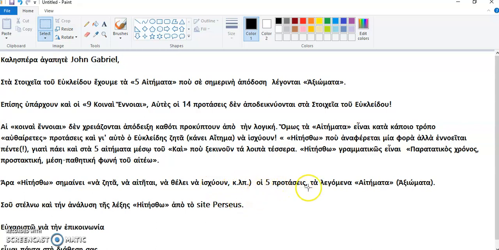Οι πέντε προτάσεις, τα λεγόμενα αιτήματα αξιώματα. Okay, so he says that basically it's referring to these five claims, or in modern terminology, axioms. And then he says over here, sustenno και την ανάλυση της λέξης ιτίσο από το site Perseus. I'm also sending you the analysis of the word ιτίσο from the site Perseus. Ευχαριστώ για την επικοινωνία. Thanks for the correspondence. And είμαι πάντα στη διαθέσή σας.